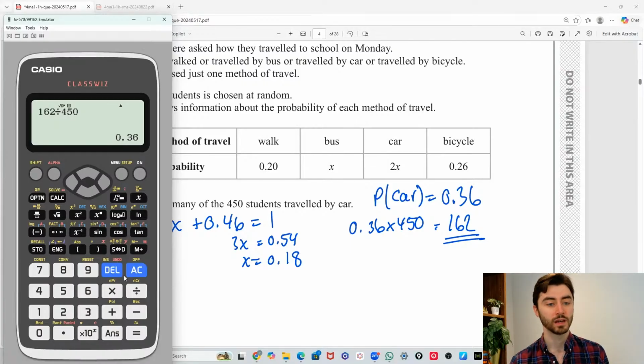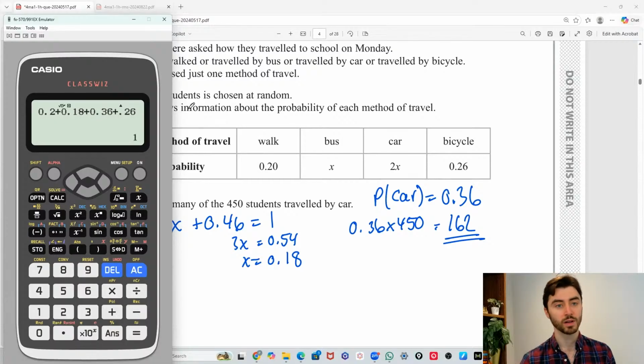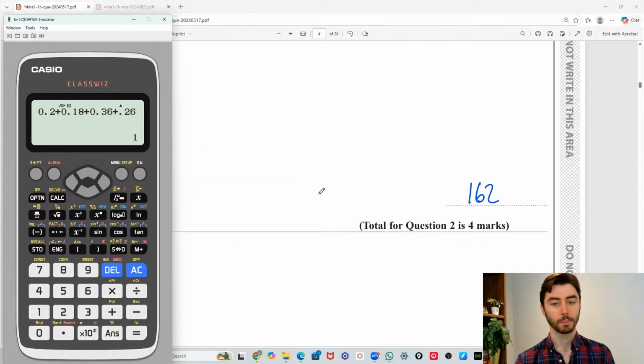Or rather, let me divide that by 2 and get 0.18 and add all those together and get 1. So 0.2, 0.18, 0.36, 0.26. It does give me 1, so I know that is correct.